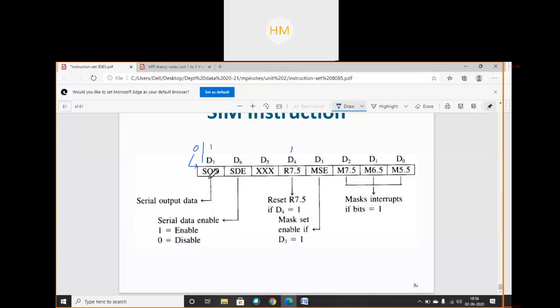You have to put the values definitely in numericals and questions, then it will become easier. Okay. So this instruction will mask RST 7.5 and 6.5 interrupts, whereas the RST 5.5 interrupt will be unmasked. It will also disable serial output. So clear? Anything you want to ask? Here we complete all our instruction set.